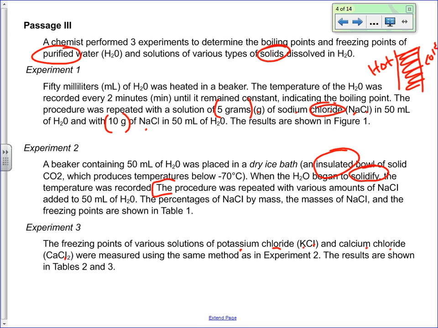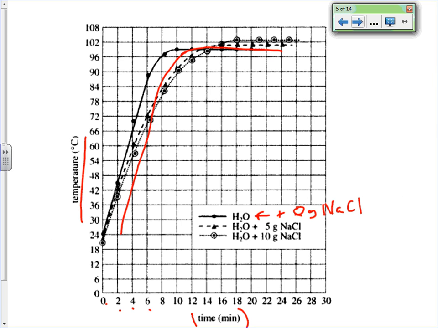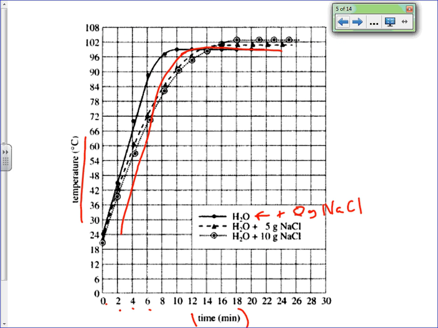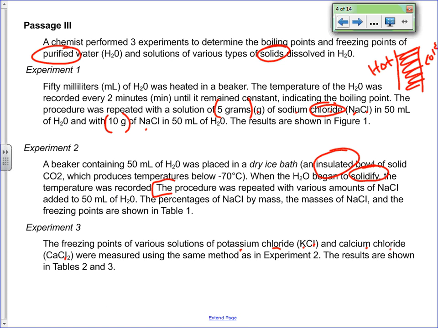All right, so they kept adding more and more and more, and eventually what you get is a table that looks like this at the top here. You see how much salt was added in percentage, what the mass of the salt was, and then what the eventual freezing point that they measured was. All right, they then did this again according to experiment 3.